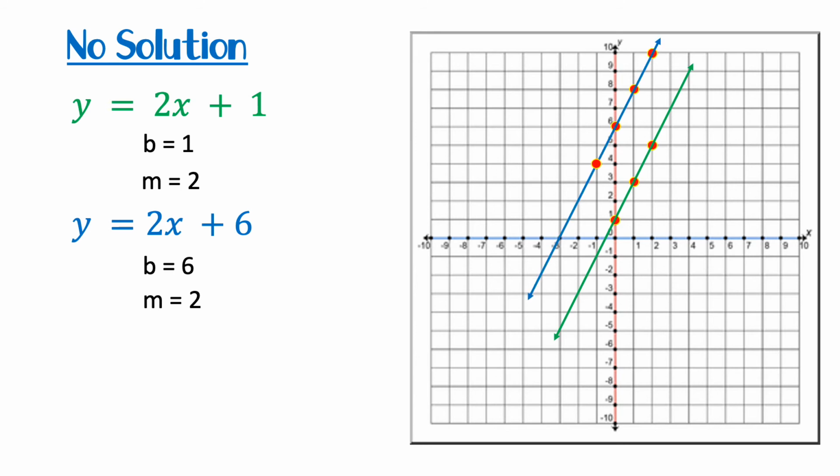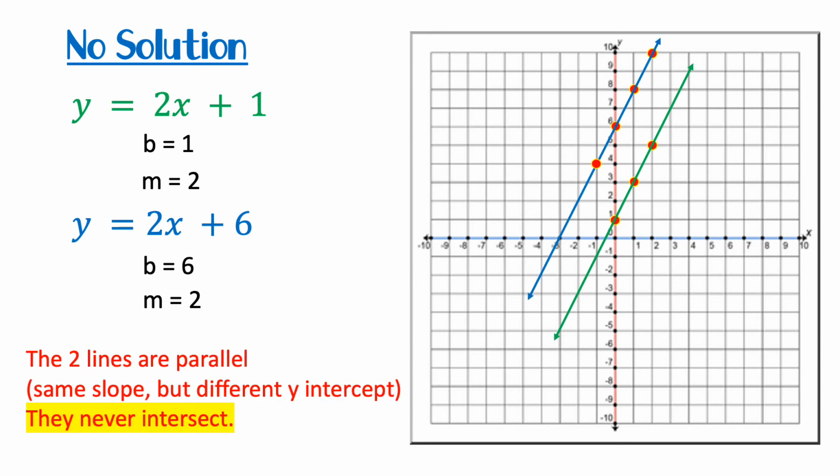Now we see that our lines are parallel. The two lines are parallel. They have the same slope, but different y-intercepts. They never intersect. Therefore, they have no solution.